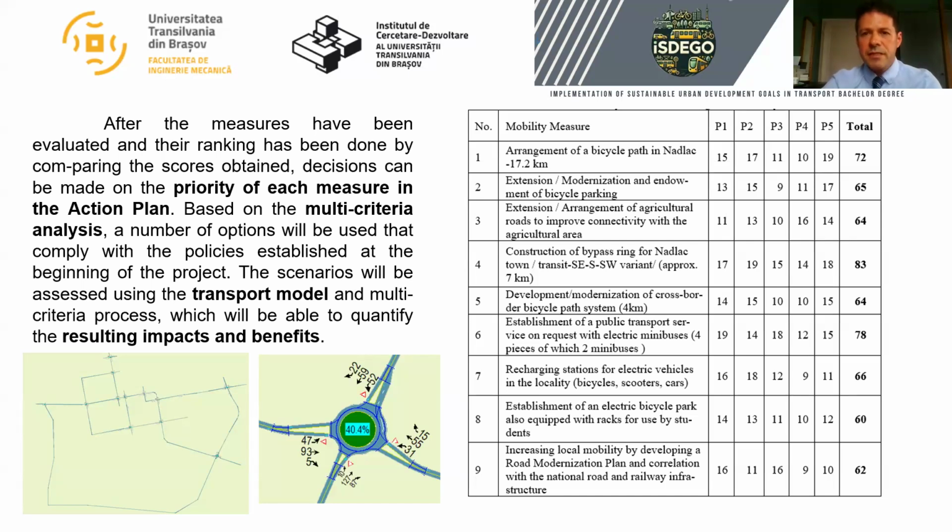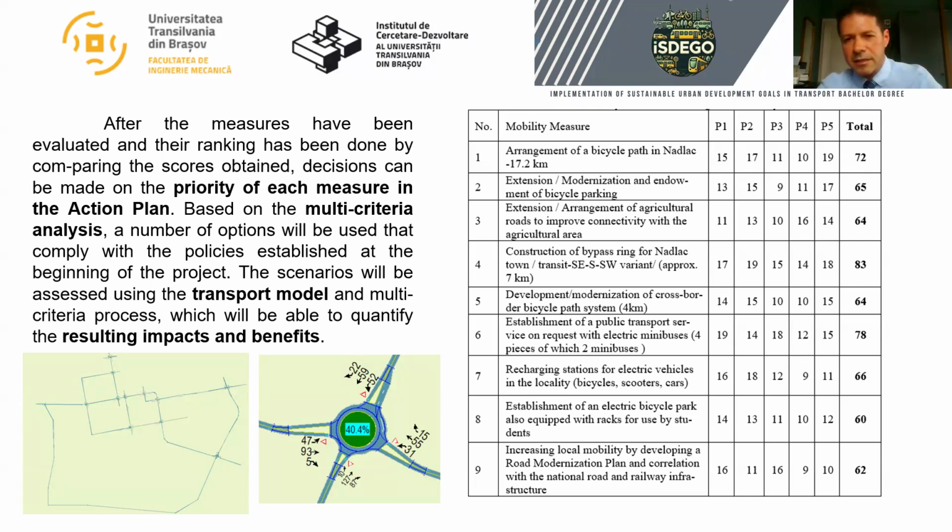So in this case of the city, the bicycle lanes, because the city has users that cover up to 30% of the traffic flows, the users of the bicycles. It's very high for a Romanian city. So the bicycle path and bicycle lanes are a major necessity. Also the bicycle parking and facilities for biking, and the bypass ring for Nădlac city, are very important.